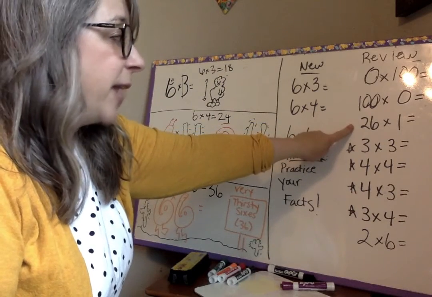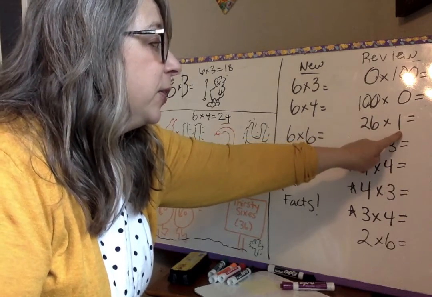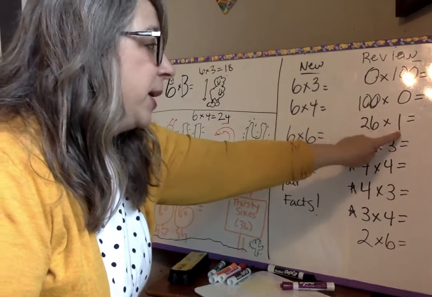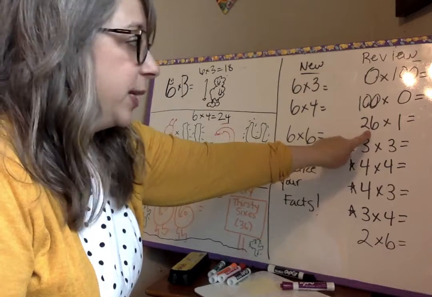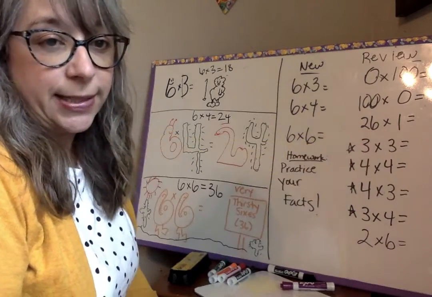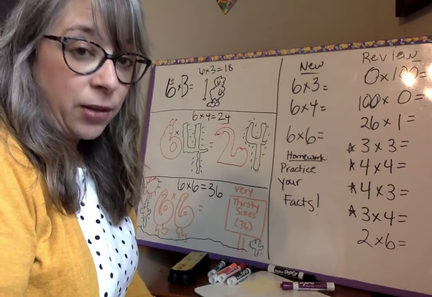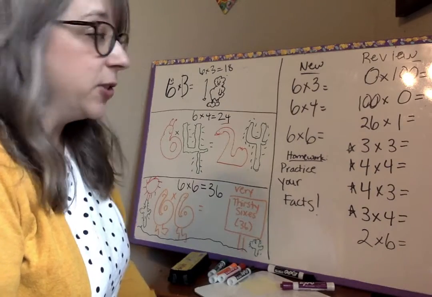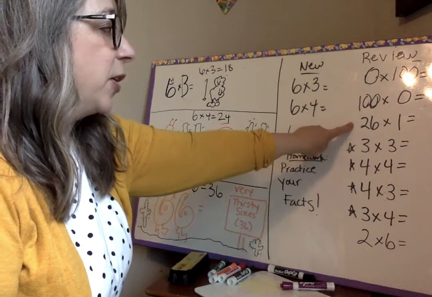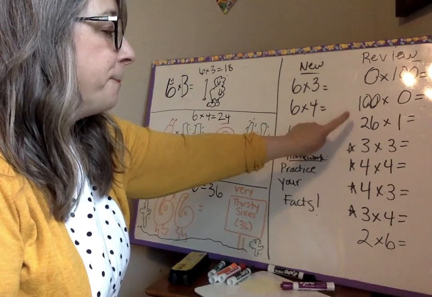When you have your one facts, the 1 is a mirror. 26 is looking into the mirror, and so it sees itself back. So 26 times 1 would be 26. 1,000,000 times 1 would be 1,000,000. 1 times 1 would be 1. It's just a mirror. It looks back at itself.